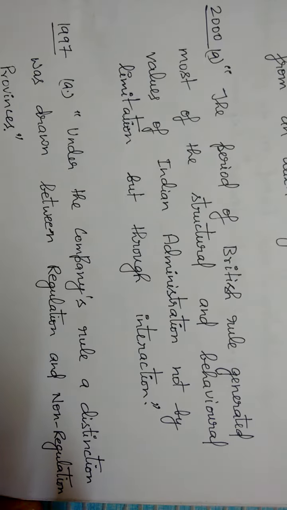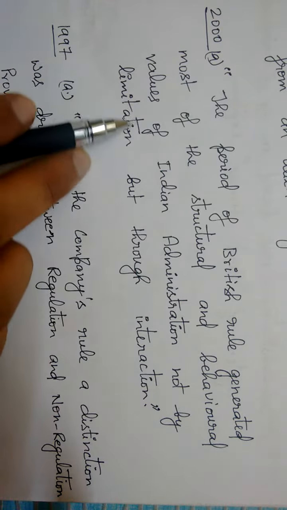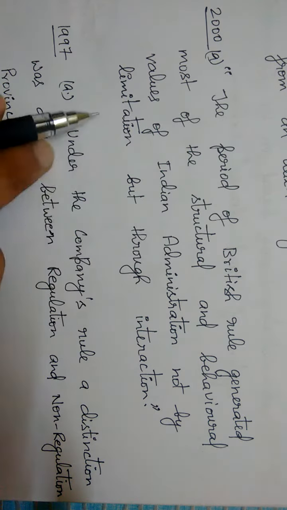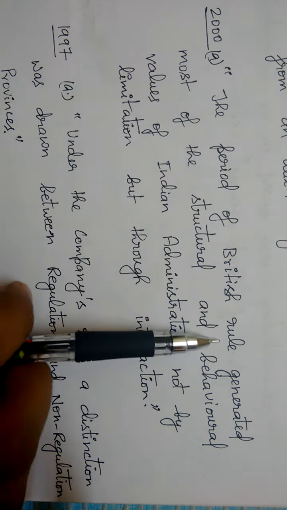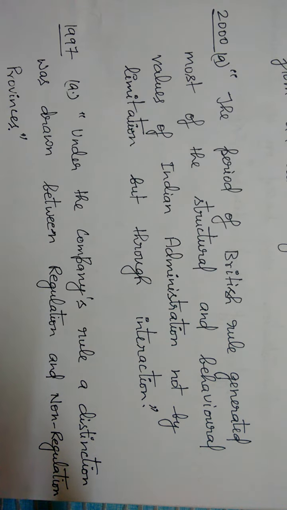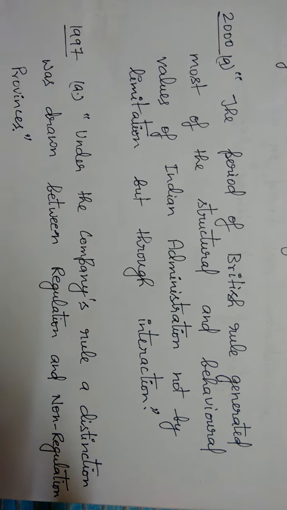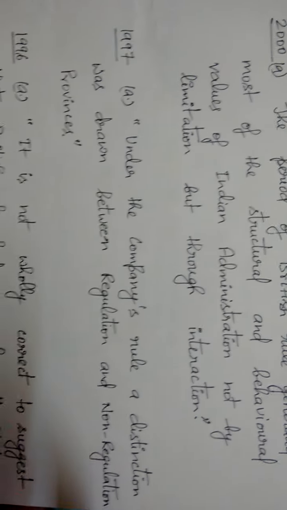Then in 2000 this question came that the period of British rule generated most of the structural and behavioral values of Indian administration, not by imitation but through interaction. So again you have to tell how British rule was incremental, meaning how it improved the past systems and kept adding something new and innovative in order to take care of new challenges, and then the whole administrative system evolved. So how the evolution occurred, that you have to write.